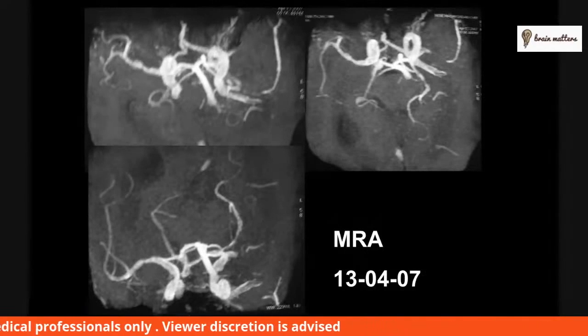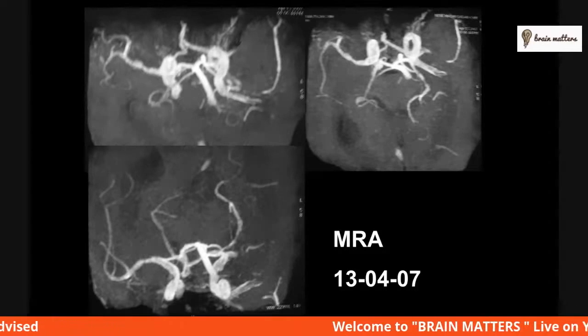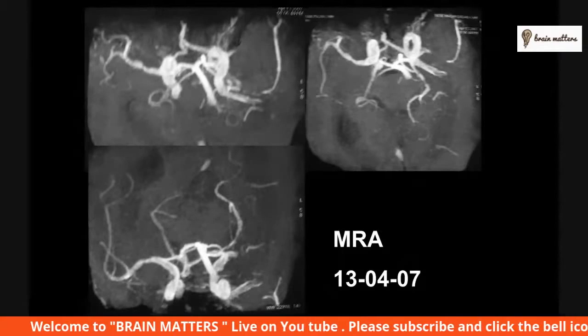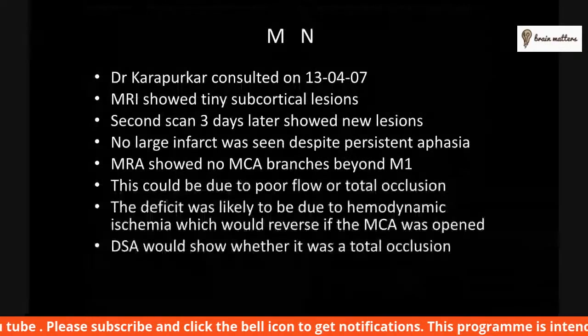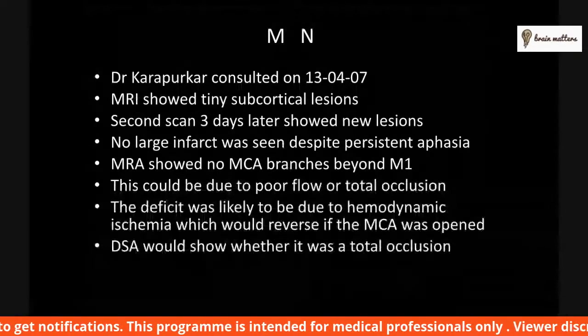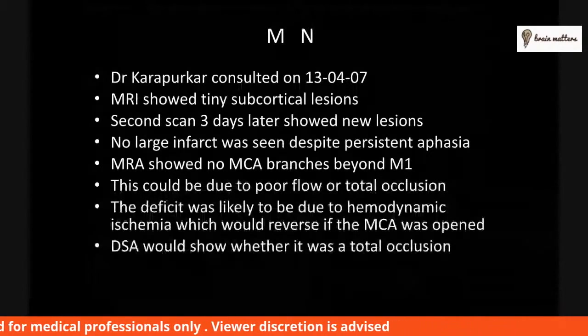And this is his angiogram, which shows there is a very tight stenosis of the left M1, either a tight stenosis or an occlusion. The image quality of the MR is still very poor. So I was consulted at that time, and I said that these are all hemodynamic, these are watershed, these are certainly hemodynamic, and if you don't do anything, he'll go into an infarct.